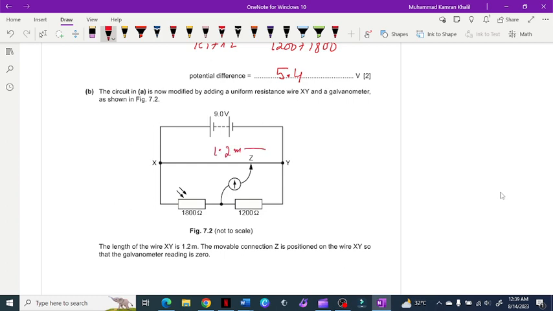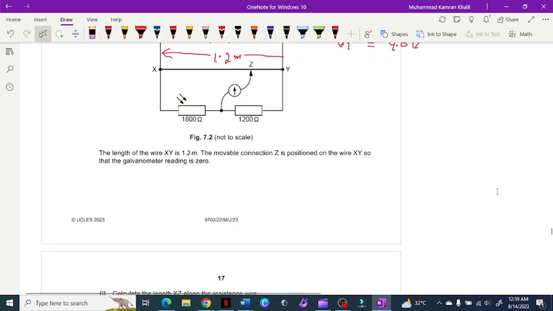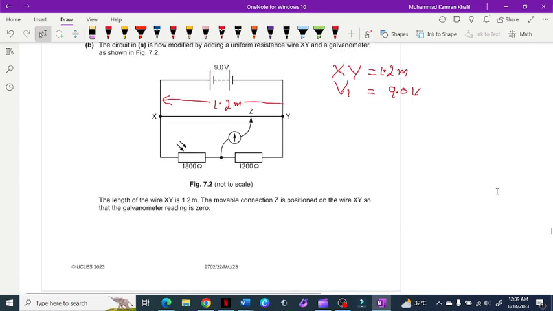The length is 1.2 meter, across which how many volts will drop for this length XY, which is 1.2 meter? The voltage drop, let's suppose it is V1, is equal to 9.0 volt. Because this information will be required in the next part, he is saying the length of the wire XY is 1.2 meter, the movable connection Z is positioned on the wire XY, so the galvanometer reading gives us 0. So what was the voltage at this?